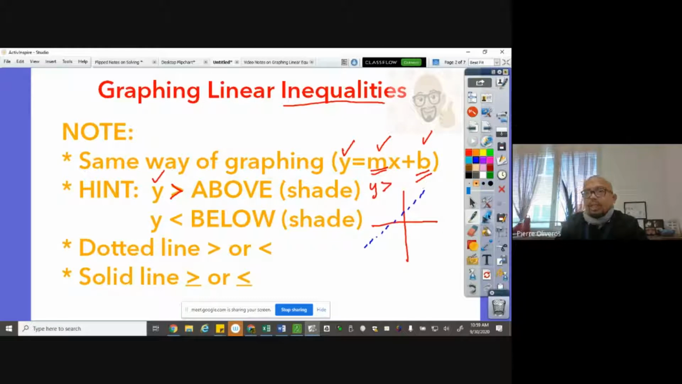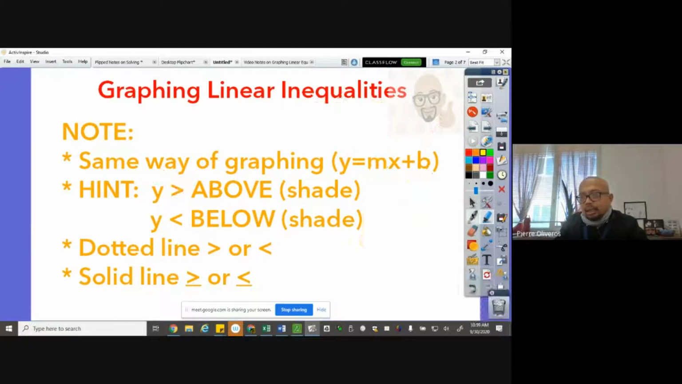Meaning to say, if I have here, let's say, y greater than, and the line is like that, where's the above portion? The above portion of this dotted line is right here on top of it, right? And if we have y less than or equal to, let's say the line ends up like this, the below portion of the black line is right here. Okay, that's the basic thing you have to know about shading above or below.